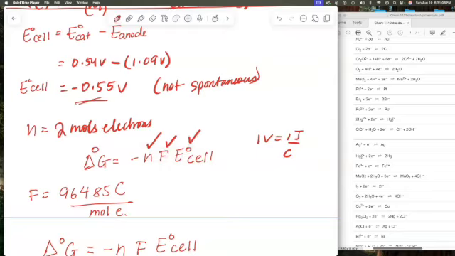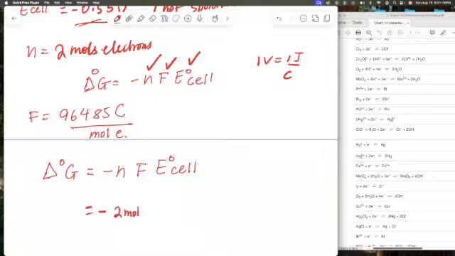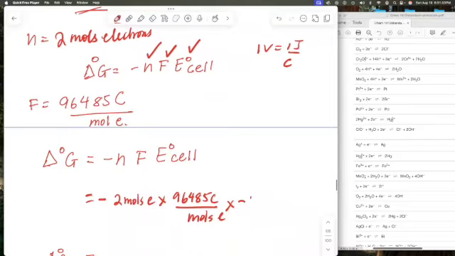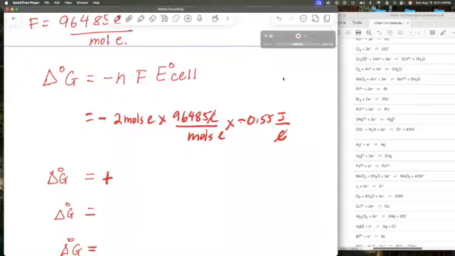Our n is going to be 2 moles of electrons times Faraday's constant, 96485 coulombs over moles of electrons, times the E of the cell, which will be negative 0.55 volts. The volts is the same thing as joules per coulomb. So negative and negative here make positive. So our delta G is going to be a positive number, right?